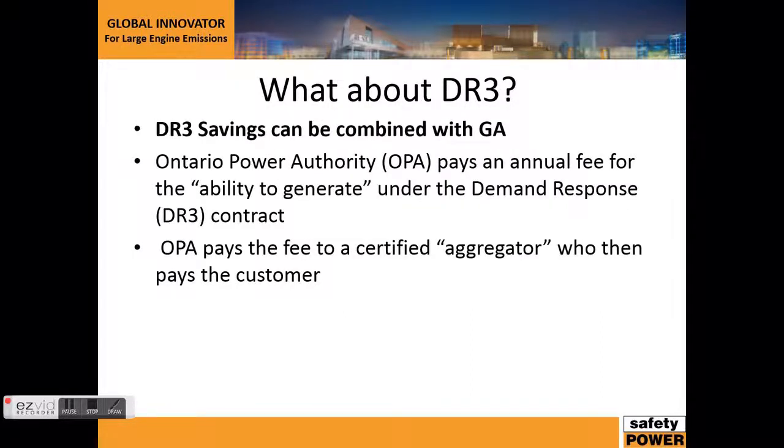Well, what about DR3? Well, the great thing is you can combine GA savings with DR3. And DR3 is a contract demand response program offered by the Ontario Power Authority. Entering into a contract with them means you might have to operate your generator up to 50 hours a year. Generally, it's about in the 10 to 20 hour range. And they will cover all of the fuel costs and maintenance costs for those hours. If you want to engage in a DR3 contract, you would need to do this through an aggregator.